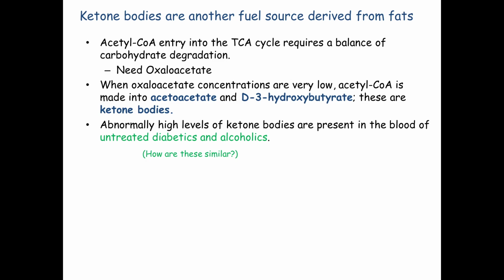So the first thing, let's talk about the ketone bodies. We're going to take acetyl-CoA with a lack of oxaloacetate. We can't enter the citric acid cycle, so we need to convert it into a more stable form. Remember, acetyl-CoA has that thioester linkage, which is not incredibly stable. So we need to turn it into a more stable form.